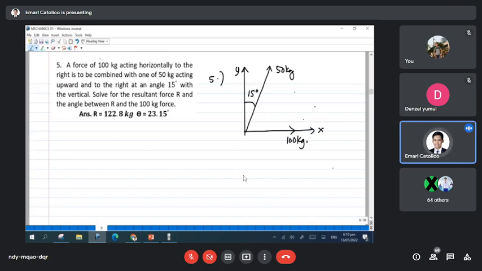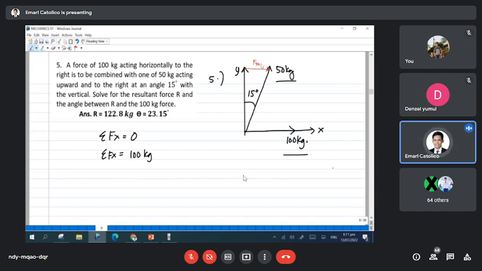Solve for the resultant force R and the angle between R and 100 kg force. So since dalawa lang naman yung force natin, so pwede natin gamitin yung summation of F of x. So summation of F of x is equals to 0. So lahat ng x component, i-add natin. So meron tayong 100 kg. Then, itong 50 kilogram, meron siyang x and y component. So, since nakalin siya sa y, so going to the right yan. Yan, ito yung kanyang x component. Force ng 50 kilogram.